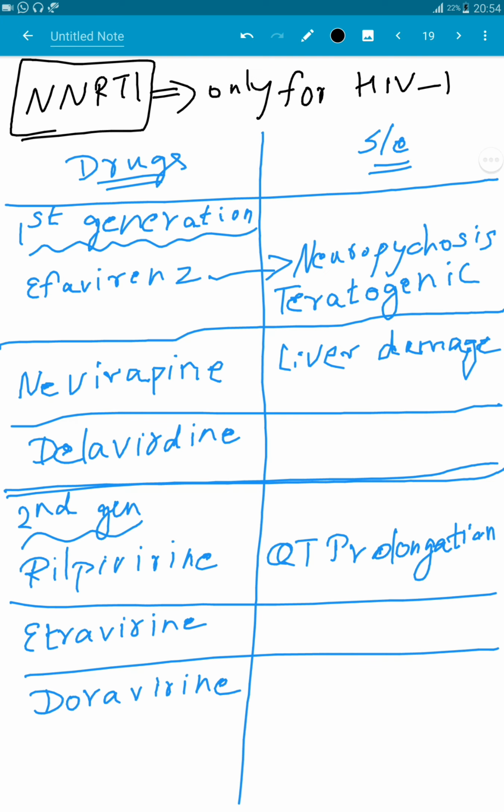Next, NNRTI, which can be used only for HIV. Some questions will be asked, 4 drugs will be given, and it will be asked which of the following is not NNRTI, or which of the following is NRTI. Both types of drugs will be given, and they will ask you to rule out.